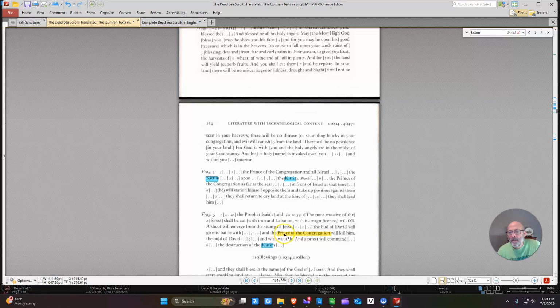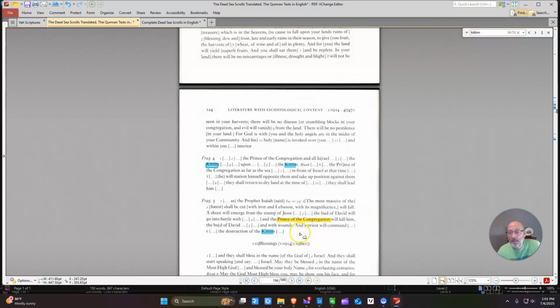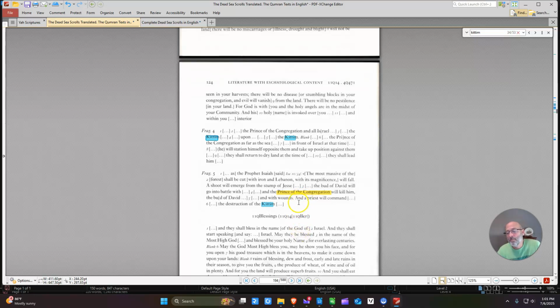So prince of congregation is the bud of David. The prince of congregation is the stump of Jesse. The prince of congregation will go into battle with and kill him, which will be probably the king of the Kittim, or it'll be interesting to see.